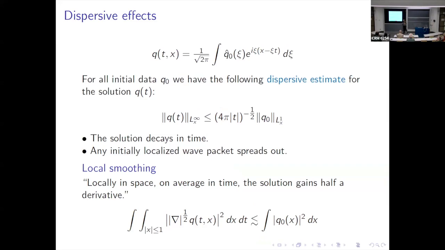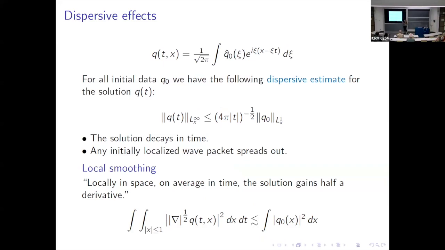These can also be seen to have some kind of smoothing effect. I'm telling you, I'm starting with initial data in L1, my solution is going to be in L infinity. But that is not the smoothing effect that you usually have in mind, where you gain some derivatives, right? We don't have that for the linear Schrodinger equation. We don't expect to gain derivatives. But instead, we can gain derivatives in a more subtle way.